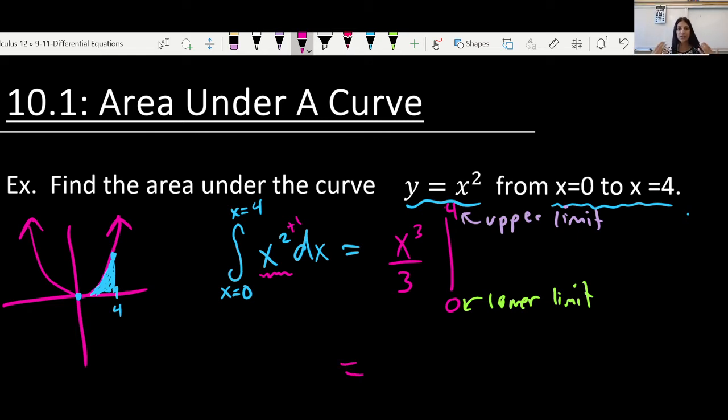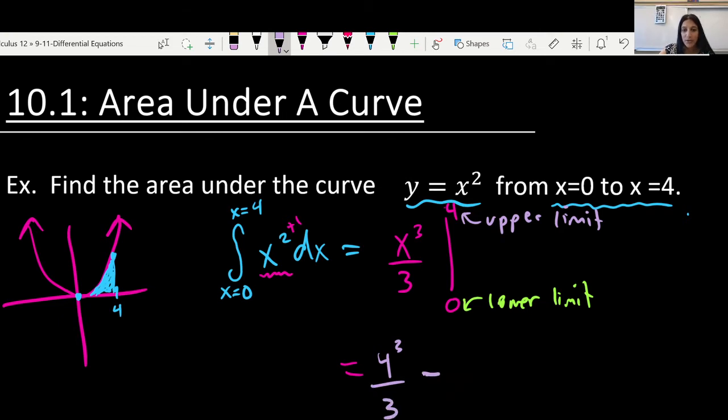Just to repeat this, first step is we take the antiderivative of the equation that we're working with. Second step is we plug this in to look for the upper limit and the lower limit. So I would take this and plug in the 4. So I'd get 4 cubed over 3. Let me color code this. If that's our upper limit, I'm going to do 4 cubed over 3.